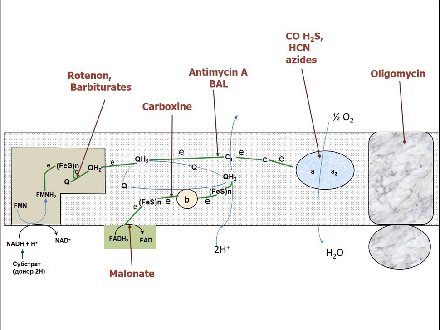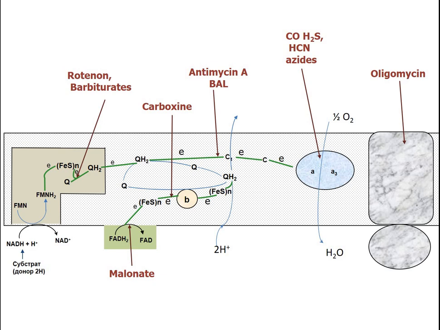Malonic acid is an inhibitor for the second respiratory complex. Malonic acid is a competitive inhibitor compared to succinic acid. That's why succinate dehydrogenase of the second respiratory complex will be inhibited. Carboxin, antimycin, and British antilewisite are inhibitors for the third respiratory complex.